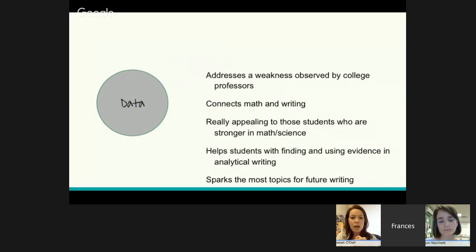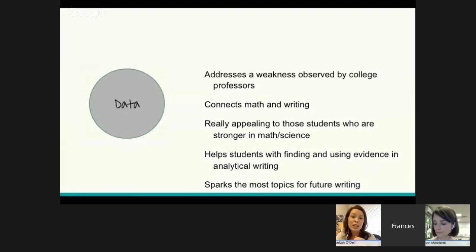So this is really addressing that. It is also really fun. I think that as our students get used to this, this is probably their favorite kind of notebook time invitation. It connects math and writing. It's really appealing to students for whom maybe English isn't their favorite or best subject. They're really more mathy, sciencey students. It makes a connection there to writing for them.